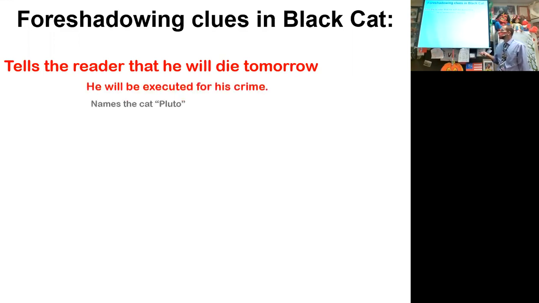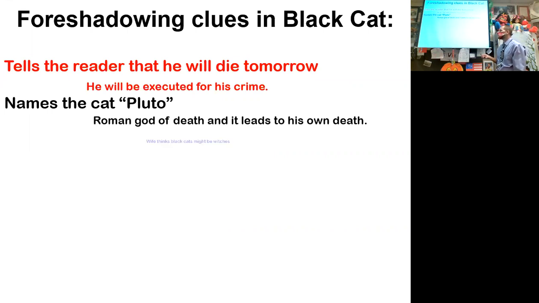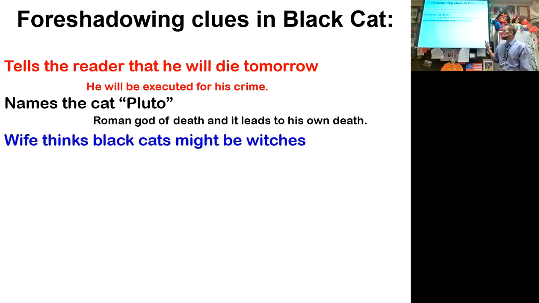There you go. And then, why? Ooh. Him naming the cat Pluto is an example of both foreshadowing and sort of irony. What was Pluto the god of? Death. And what does this cat lead to? Death. There you go. So the fact that he named it death and then it leads to his own death, there you go.